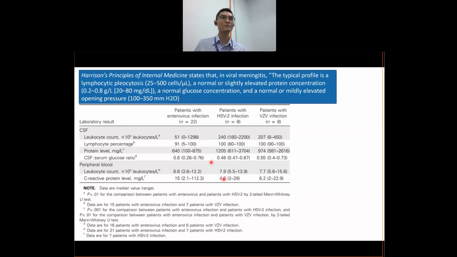So for example, for the cell count, they somehow find that patients with enterovirus meningitis tend to have a lower leukocyte count as compared to those with the herpes simplex virus or the varicella zoster virus. That applies to the protein as well. So protein is lower in those with enterovirus.